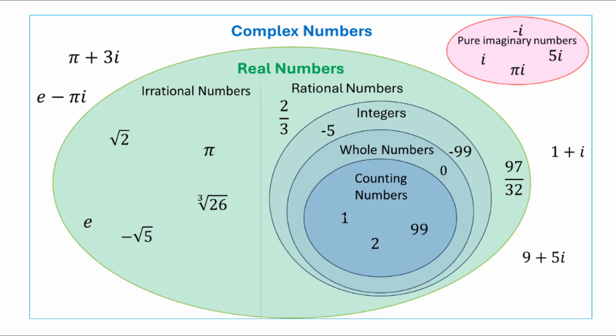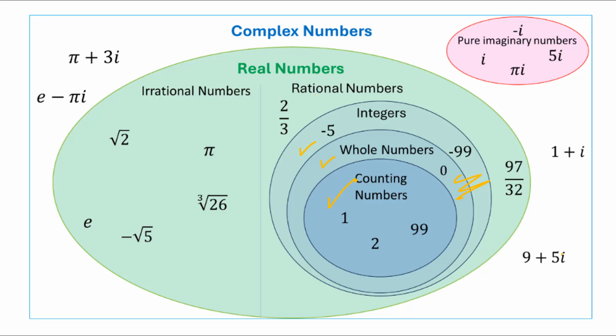All right, we started out with the counting numbers when you were very small. The counting numbers are just the numbers you use when you count: 1, 2, 3, 4, and so on. The whole numbers are that same set of numbers, except you add 0 to it. Those are called the whole numbers. The integers are the positive and negative whole numbers.